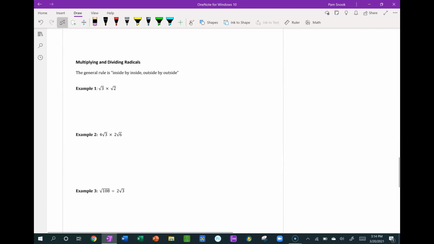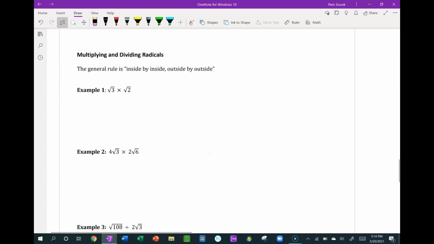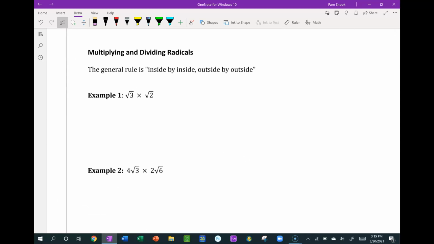Now the next thing we're going to do is multiply and divide radicals. The general rule is inside by inside times outside by outside. So if you look at our first example, we have square root of 3 times square root of 2. On the outside, they both have an invisible 1, whereas on the inside, we have a square root of 2 and a square root of 3. So that's going to be square root of 6.